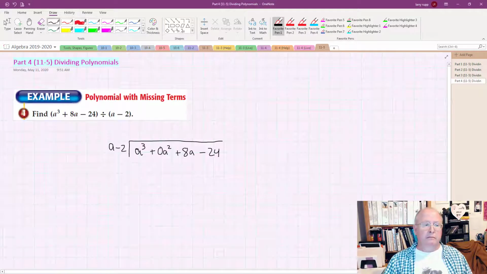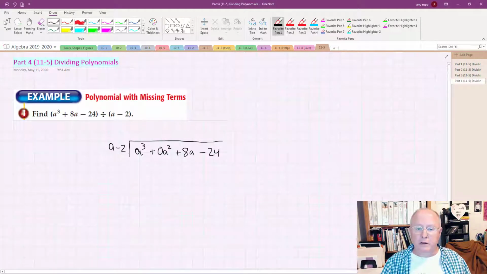All right. Okay, so you look at your binomial out here and you say a. How many times does a go into a cubed? Well, a cubed divided by a is equal to a squared, right? So over the a squared term, we have a squared. And then we take a squared and multiply it through our binomial. So a squared times a gives you a cubed. And then a squared times negative 2 gives you minus 2a squared.